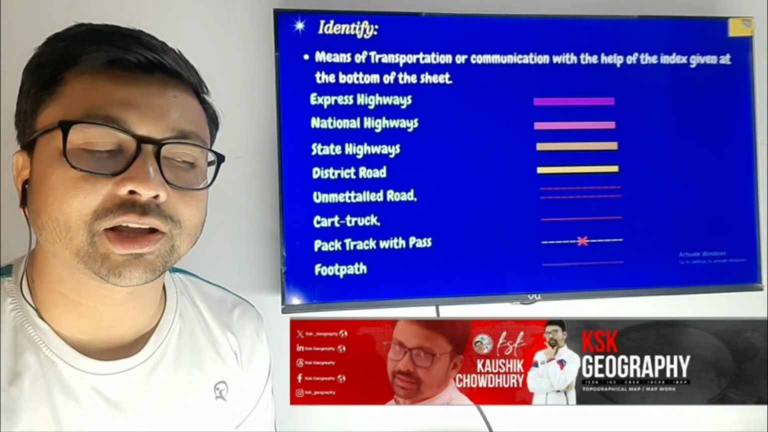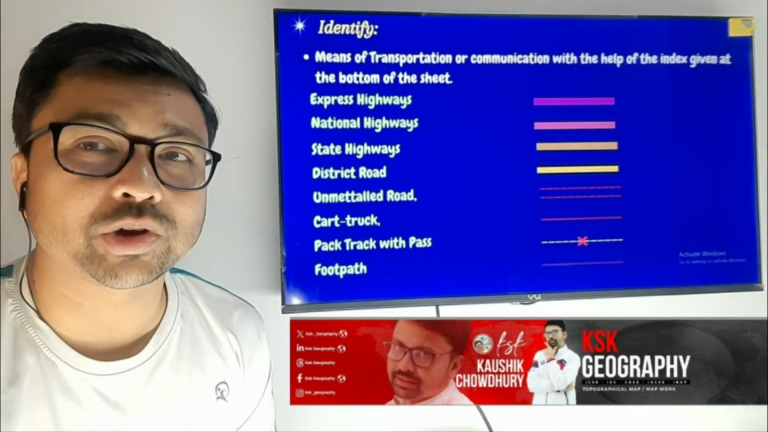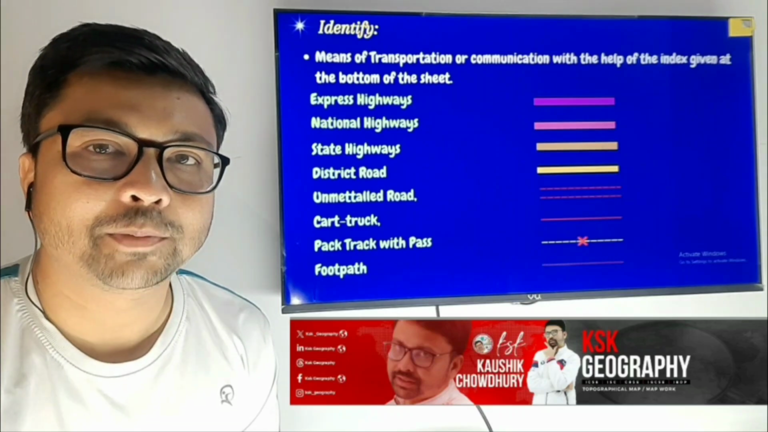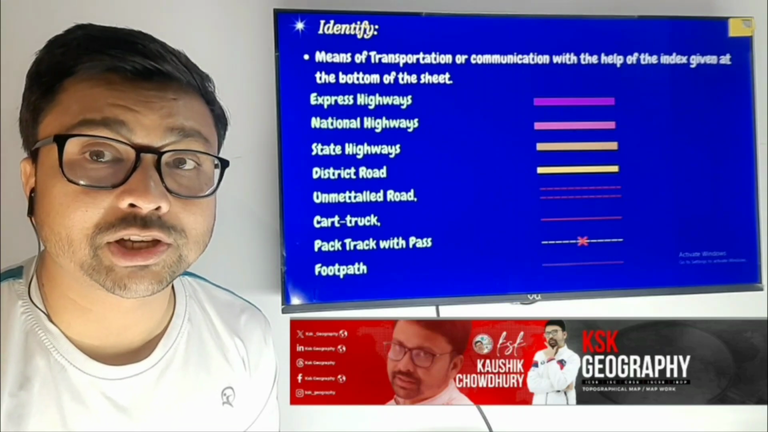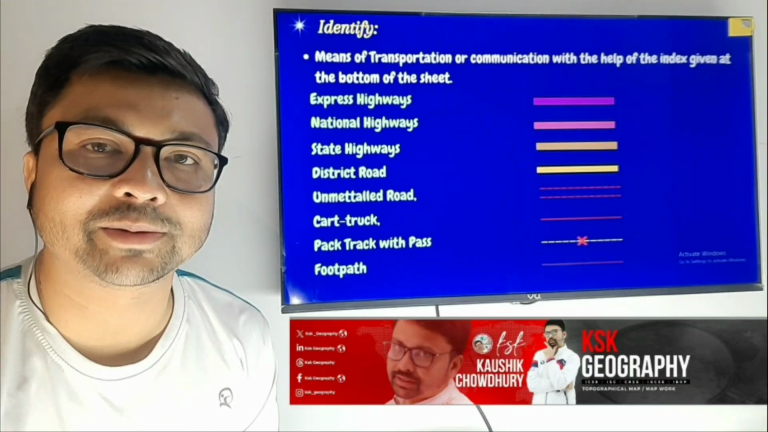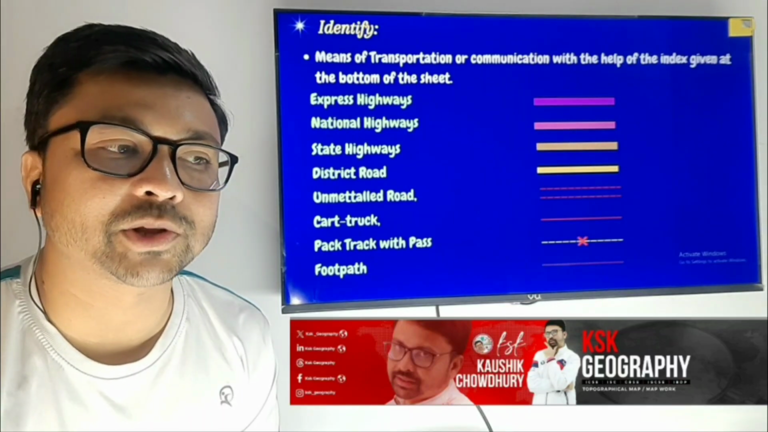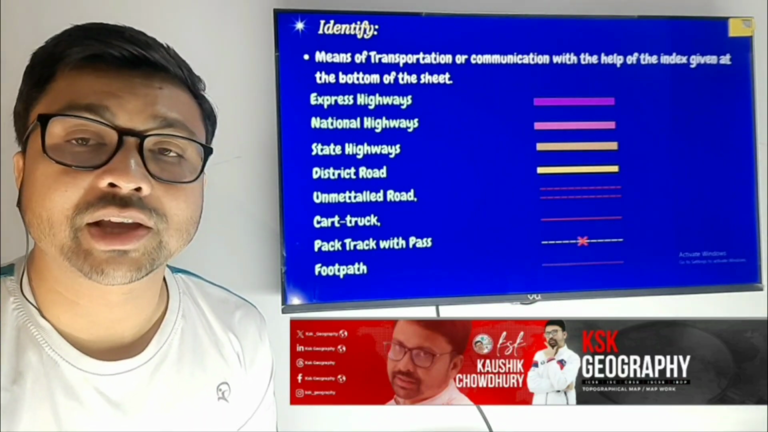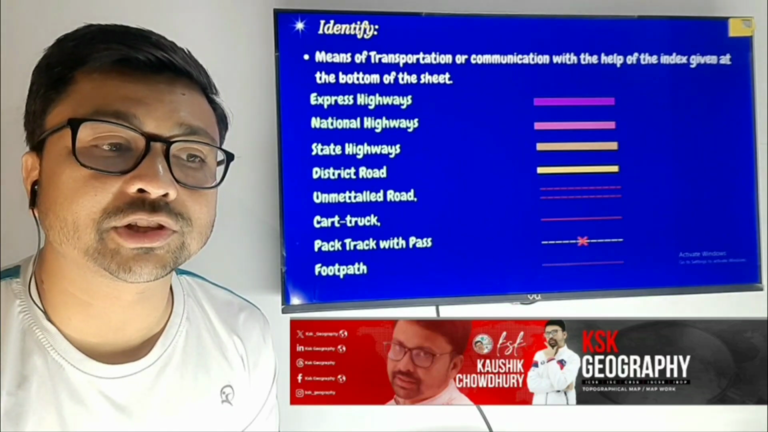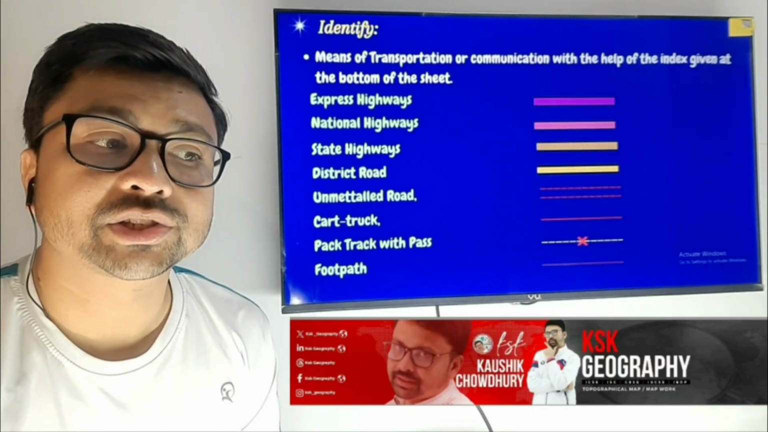Next important thing you need to know is the transport system. In the transport system, a few important colors you need to remember. Expressways are marked with purple color, but you don't need to worry about this, because in whichever map you get, G43S7 and G43S10, you will not get expressways. Next, national highways are represented with magenta color.